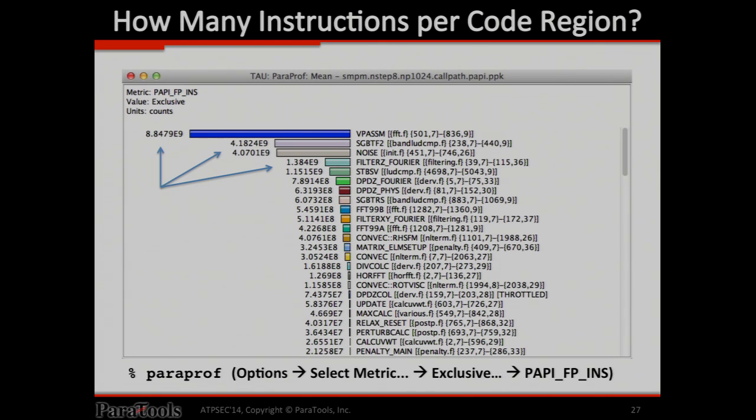Next, if you want to look at floating point instructions, you can select a different metric from the metric menu. Here I'm showing floating point instructions, and immediately we see that our FFT routine is the most floating point intense region in the code, which is what you expect. MPI all-to-all is not visible here, which, again, you would expect. If you saw a lot of flops in MPI all-to-all, you'd wonder what's going on. So that makes a lot of sense.